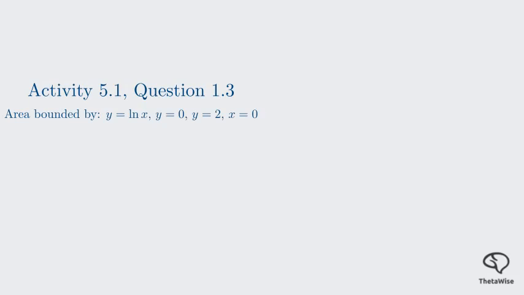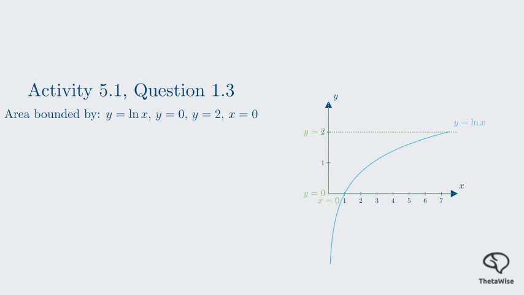The first thing we should always do is sketch the graphs to see the region we need to integrate. We'll draw our coordinate plane. The graph of y equals ln of x passes through the point 1, 0 and extends upwards to the right. The problem gives us 3 boundary lines. First, y equals 0 is the x-axis. Second, y equals 2 is a horizontal line. And third, x equals 0 is the y-axis. Now let's highlight the area that is enclosed by all 4 of these boundaries.